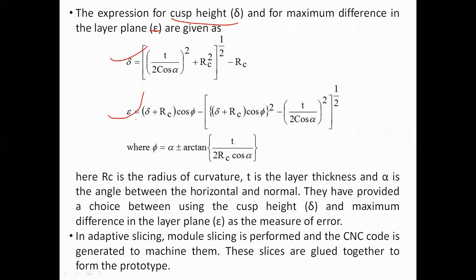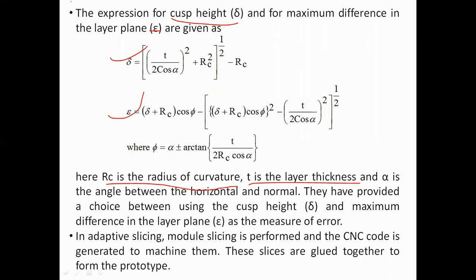Generally, what people did was they optimized the cusp height, for two reasons. First, the function is easier to understand because it is based on the radius of curvature and the layer thickness. So delta with respect to t was very easy to optimize because radius of curvature and alpha are both known quantities and both are generally going to be constants. So optimizing this function was easier.